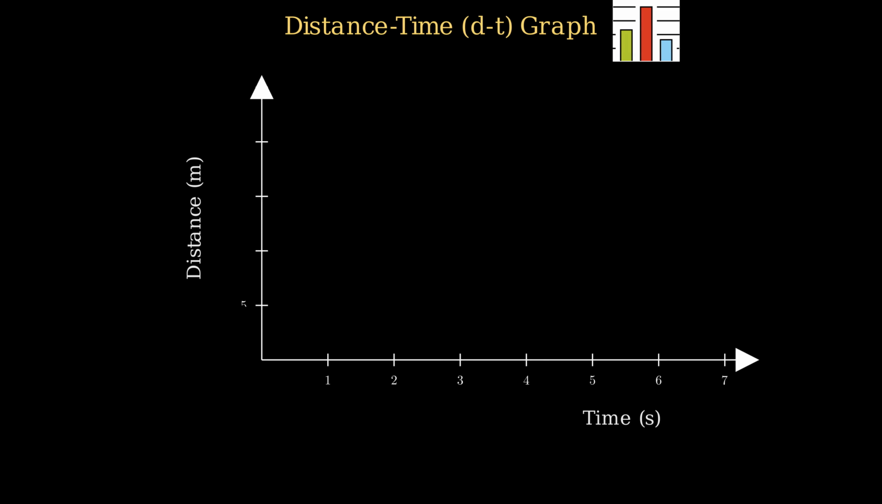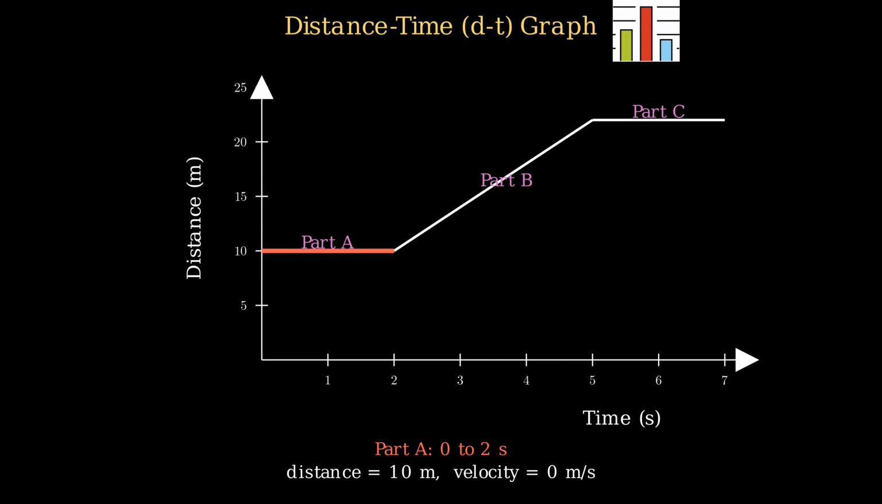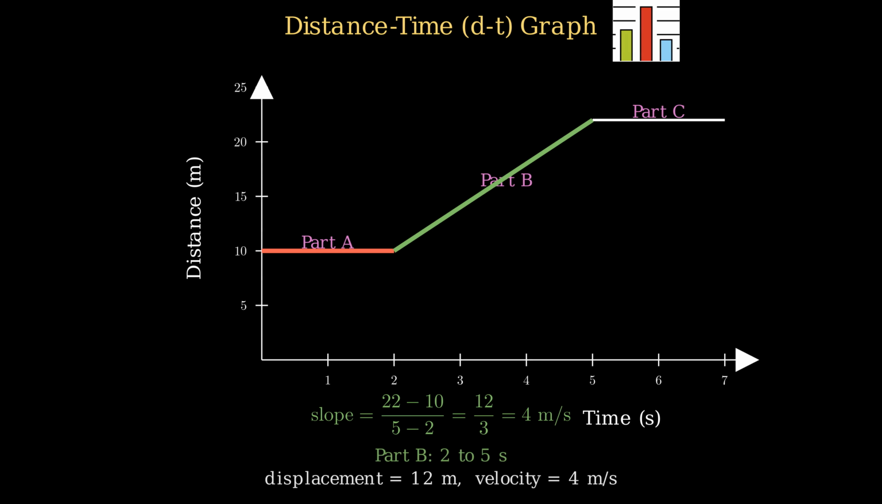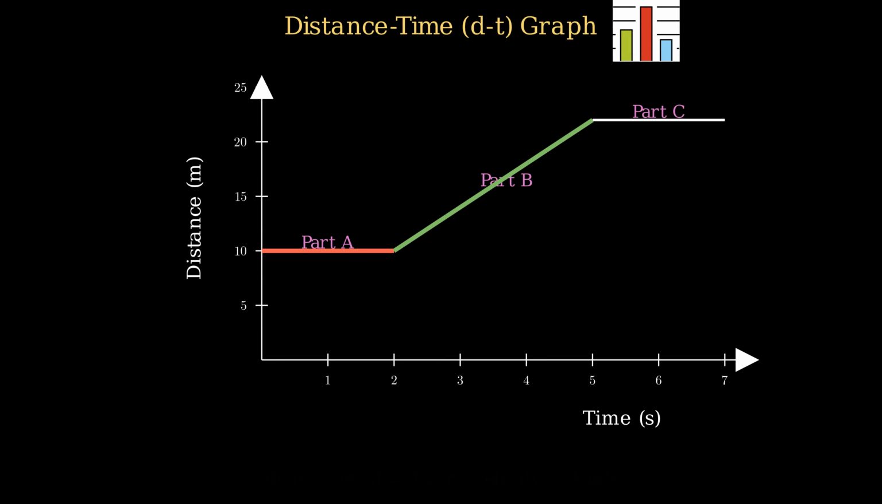Let us practice reading and interpreting graphs with a real problem. In part A, the graph is horizontal. The object is stationary at 10 meters for 2 seconds. In part B, the graph is a straight diagonal line. The object moves from 10 meters to 22 meters in 3 seconds. The velocity is change in distance divided by change in time, which is 12 meters divided by 3 seconds or 4 meters per second. In part C, the graph is horizontal again. The object is stationary at 22 meters from 5 to 7 seconds.